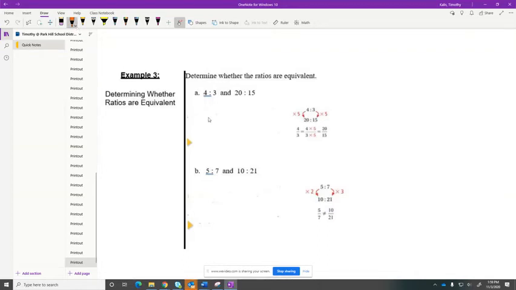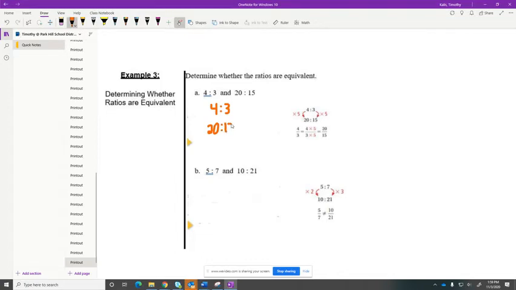Okay, in this example, we're trying to determine whether ratios are equivalent. And the first example, we're trying to determine if 4/3 and 20/15 are equivalent. So what you can do is you set your two ratios. So we have 4:3 and the ratio 20:15.